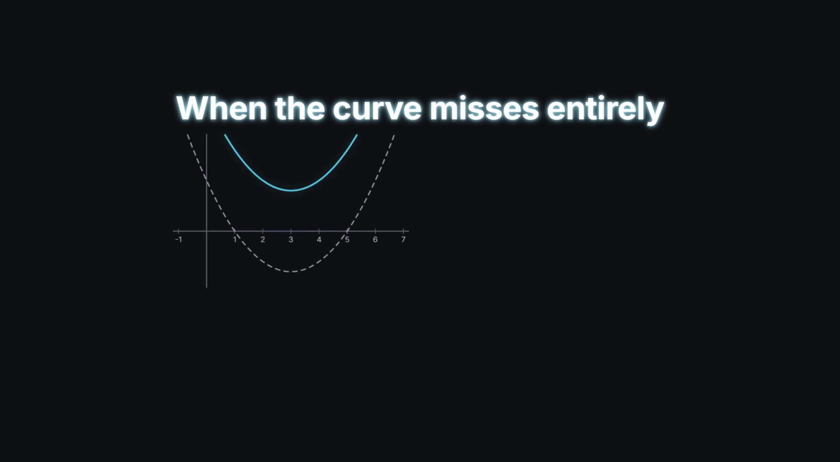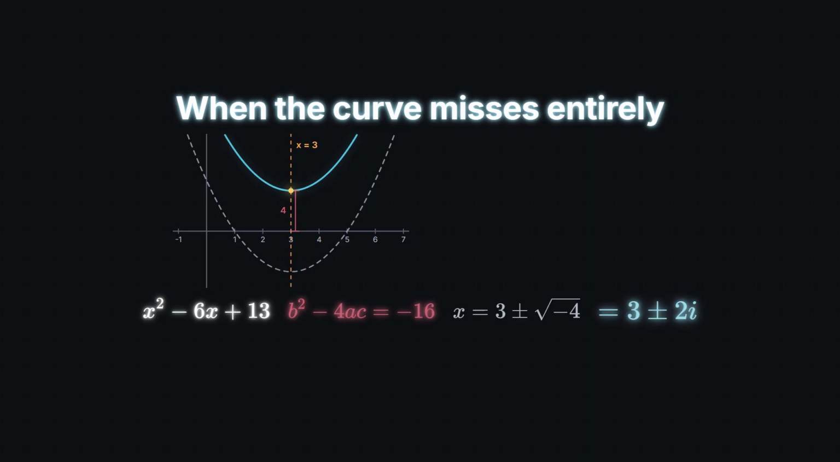Lift our parabola until the vertex clears the axis. X squared minus 6x plus 13. Same shape, same middle at 3, but the vertex is now 4 above instead of 4 below. The curve never crosses. The discriminant is minus 16. No roots, and most textbooks stop there. But read what our formula says. X equals 3, plus or minus the square root of minus 4. It has not failed. It has handed us the square root of a negative, which is 2i. So the answers are 3 plus 2i, and 3 minus 2i.